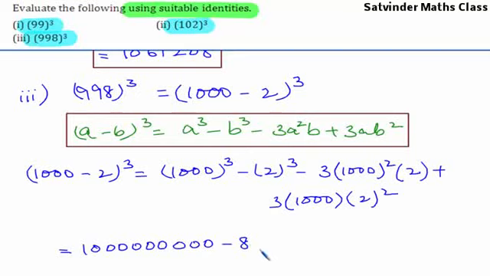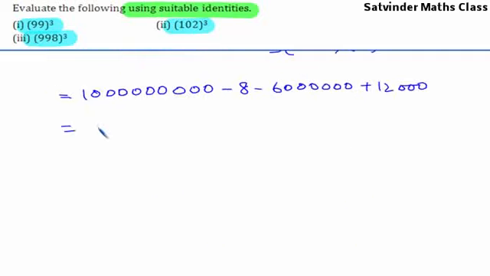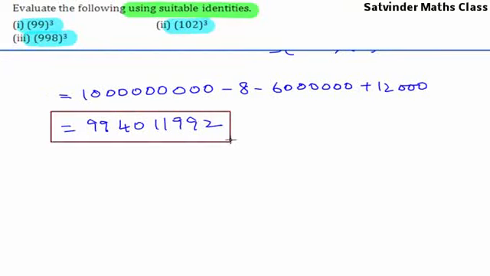Minus 2 cube is 8, minus 1000 whole square is 10 lakhs, 10 lakhs into 2 is 20 lakhs, 20 lakhs into 3 is 60 lakhs, plus 2 square is 4, 4 into 3 is 12, 12 into 1000 is 12,000. This upon simplification will give you 99 crores 40 lakhs 11,992. This is the required value for the expansion 998 whole cube.